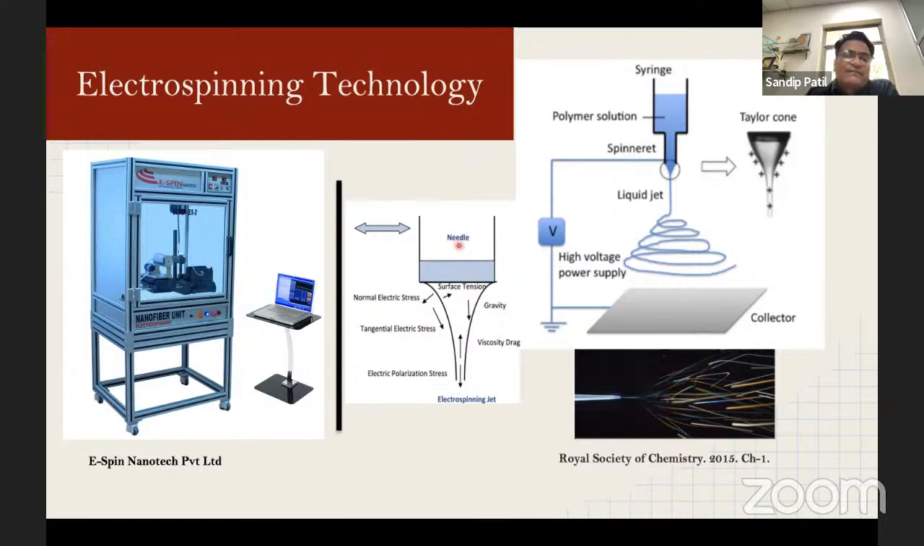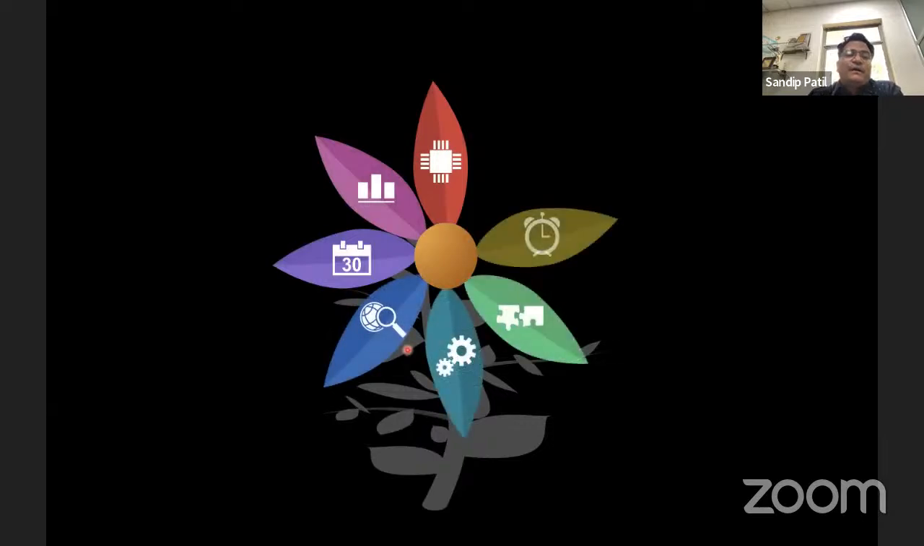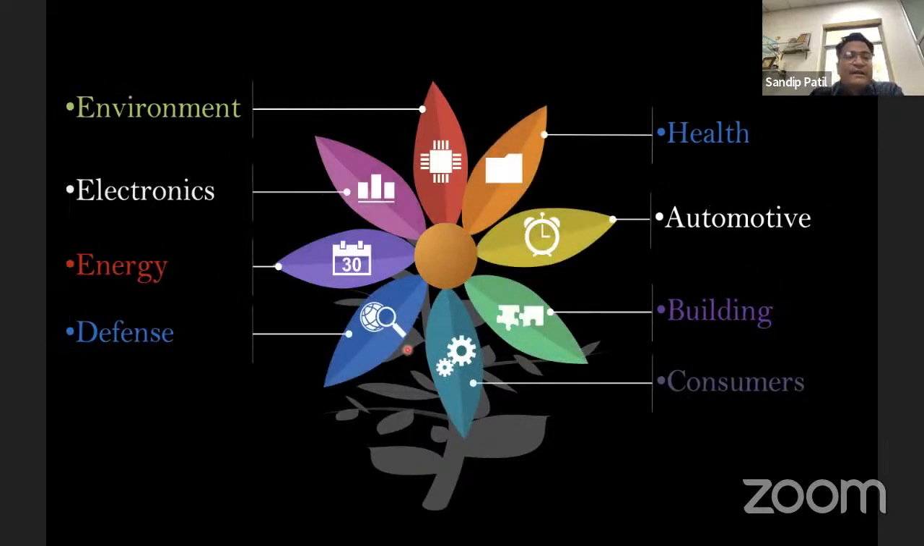These are the forces that govern the process, and because of that you are able to get very small fiber deposition. The major force is the electric force, and there are other forces like gravity, viscosity, and surface tension. These are the parameters acting during this process. This is just an overview of the technology, how it was built from the smaller scale to the larger scale in these machines. What are the applications one can think of? There are many, starting from environment, electronics, energy, defense, health, automotive, building, and consumers.